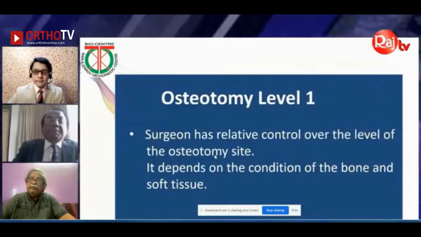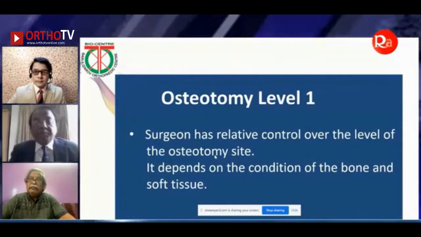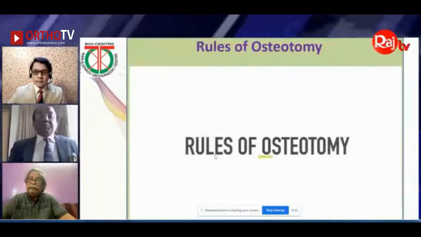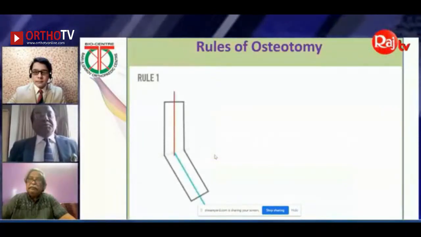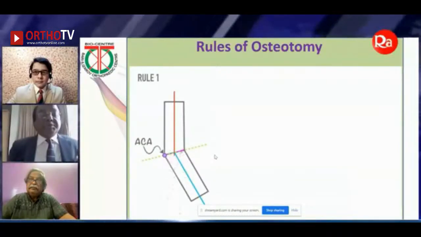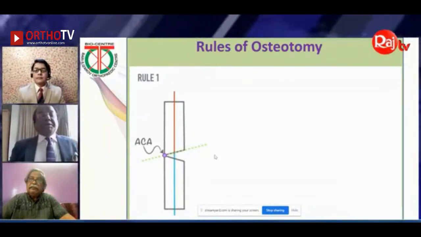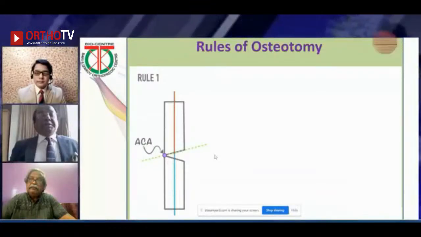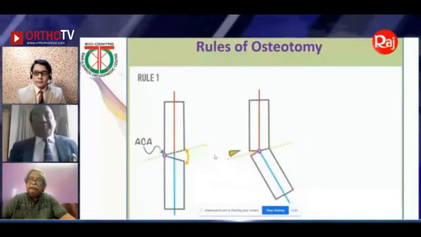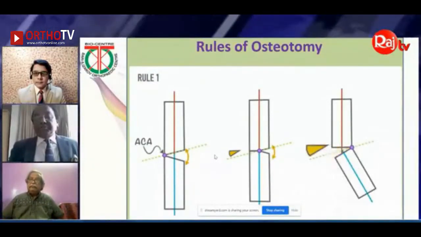Positions. So osteotomy level 1: the surgeon has relative control over the level of the osteotomy site. It depends on the condition of the bone and the soft tissue. Now, rules of osteotomy. See, this is rule 1, this is the axis, you are going for this, then you are getting the true apex, or you remove a part, you are getting this kind of correction. This is removing the wedge.